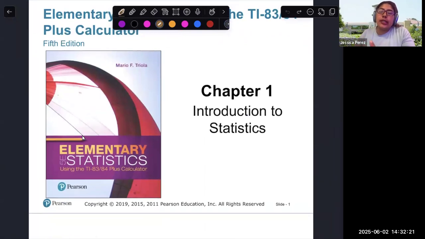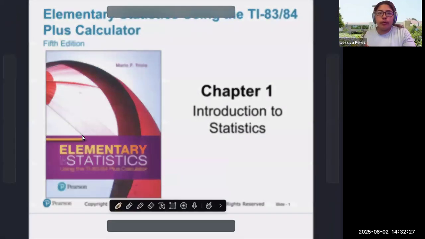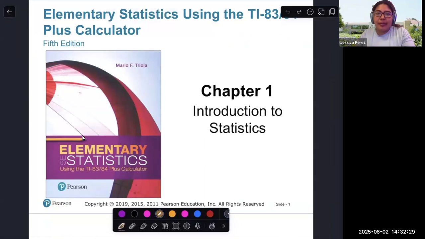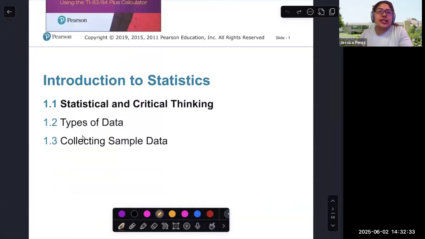In this section, you're going to see a lot of definitions and a little bit of everything. So hopefully we'll start. In this section, we'll start with statistical and critical thinking. Again, a lot of definitions, a lot about critical thinking, a little bit of background of what statistic is, and then we'll go from there.